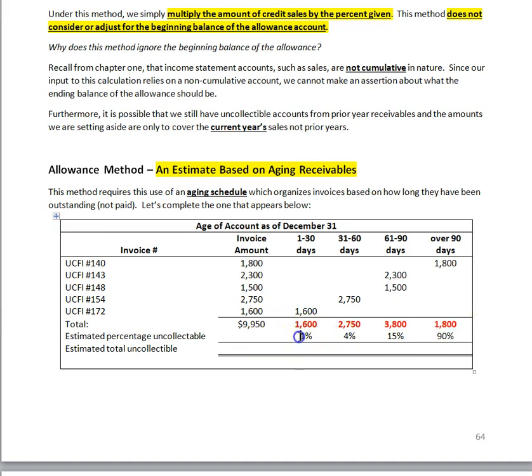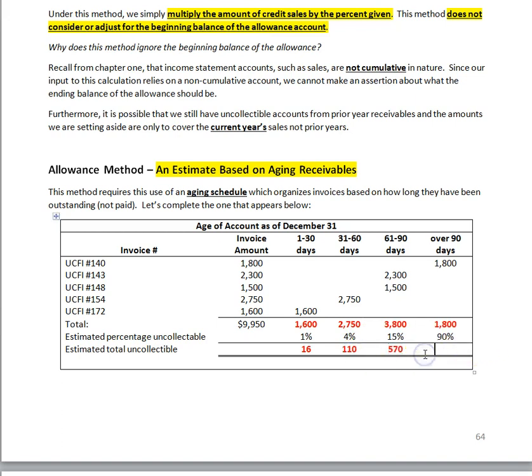Alright, the next step, these percentages are going to be given by management. They're based on past history of what we expect not to be collectible. For you in this class, that means they're always going to be given in the problem. There's no way that you're going to be able to figure them out without historical data. So our only step next is to multiply each one of these. 1,600 times 1% is 16. 2,750 times 4% is 110.